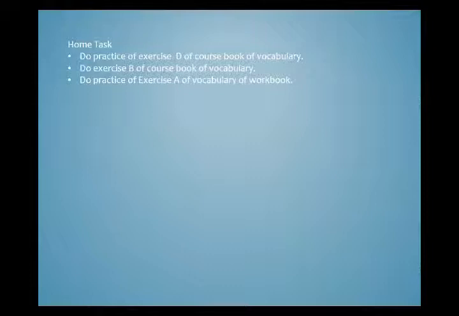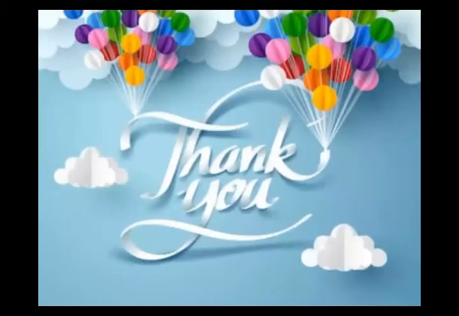So students, you have to listen to the home task here. Do practice of exercise D of the course book of vocabulary. Do exercise B of the course book of vocabulary. Do practice of exercise A of vocabulary of the workbook. Students, I hope that you have got all the units, the comprehension, and all the vocabulary and grammar portion. You have to practice all these at home. Thank you. Allah Hafiz.